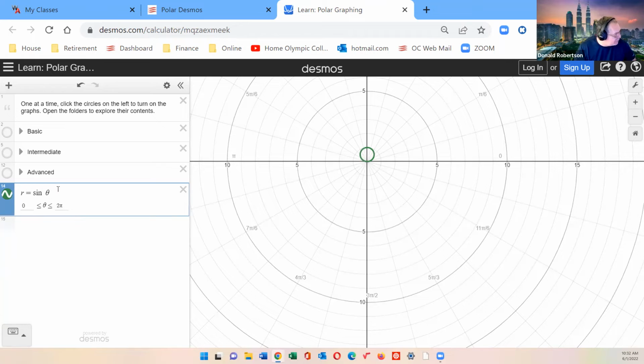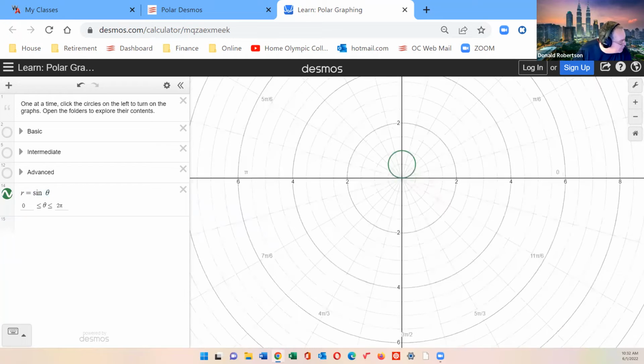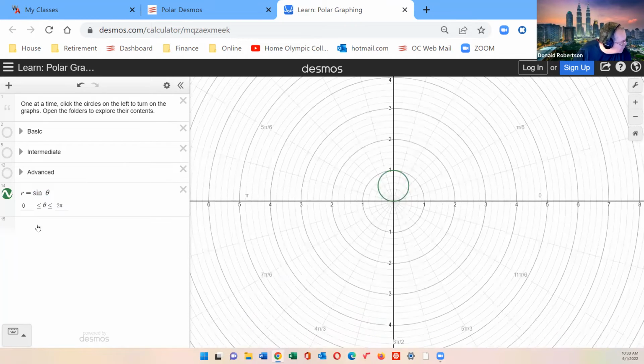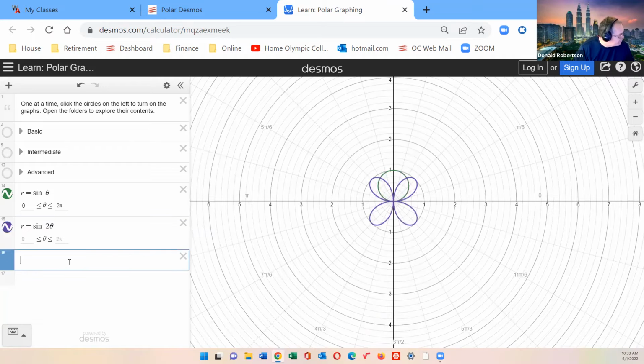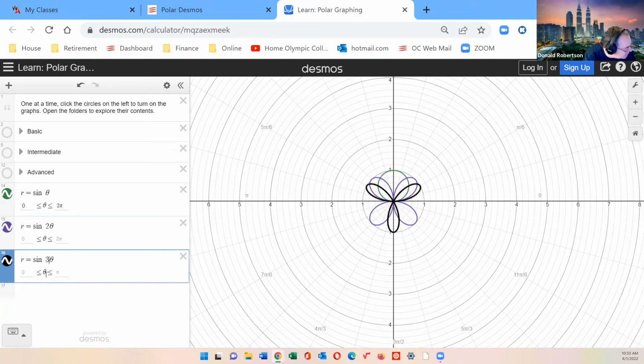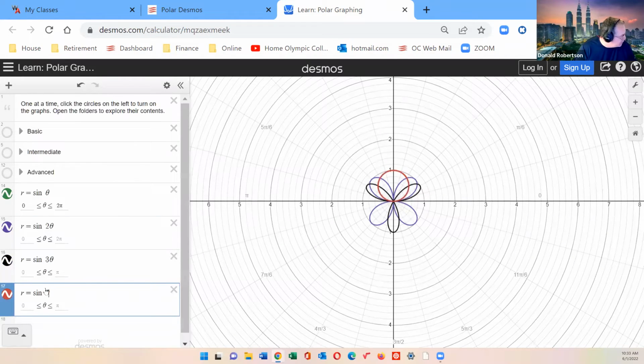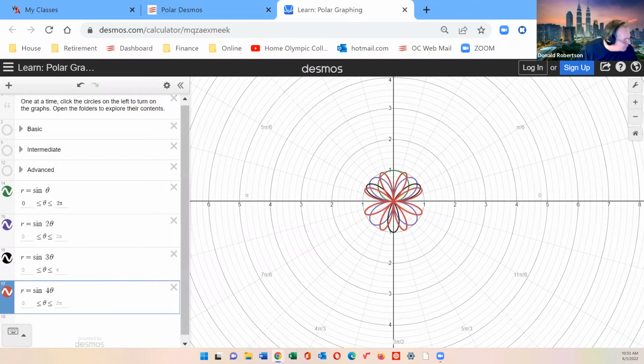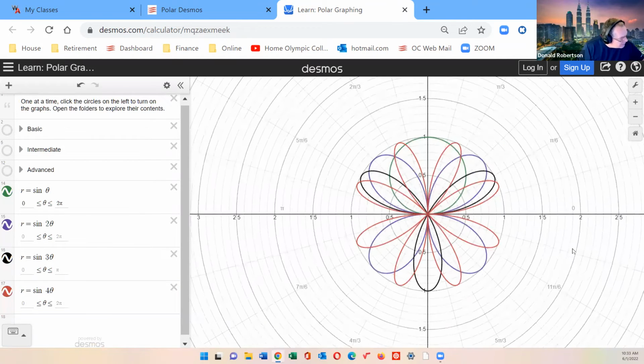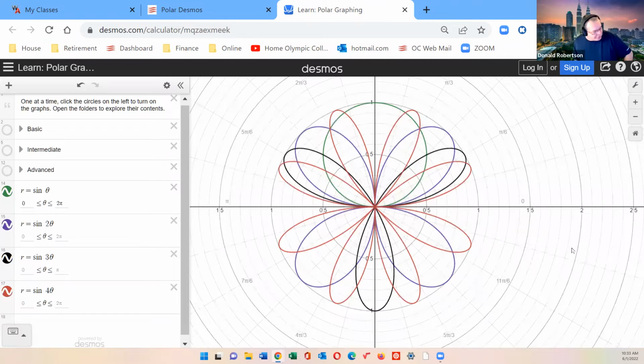Right, that's sine theta. Little green guy, nothing. Zoom in a little bit. There we go. And now I'm going to do the sine of 2 theta. And now the sine of 3 theta. And one more, although it's getting really messy, the sine of 4 theta. Well, apart from the fact, is that not pretty?